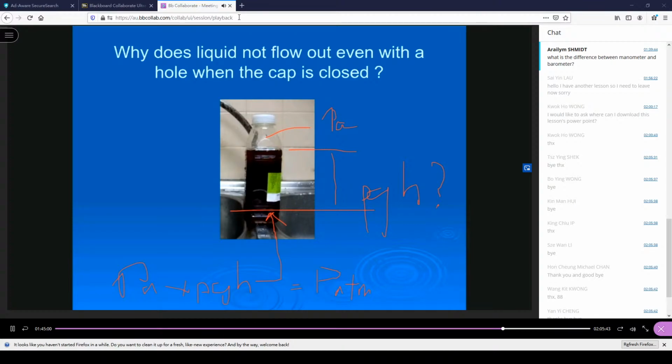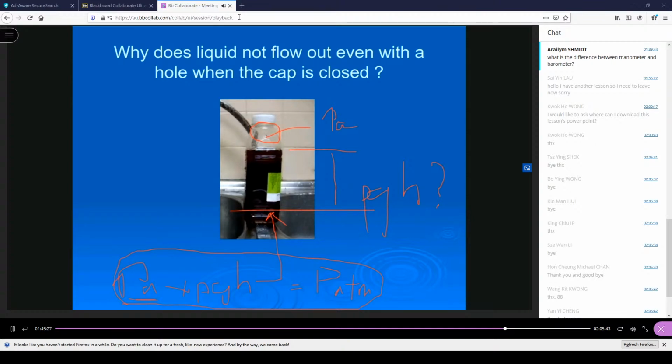So eventually, this will happen. Now remember, the density of liquid is so high when compared to air. So a very small reduction in the area will give you a very large change in the air pressure. So the liquid stops going out when we have a cap, all because we have a lower air pressure here, lower than atmospheric pressure.